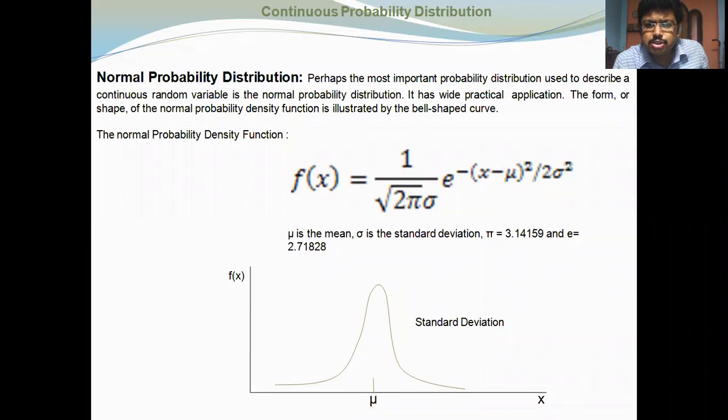Normal probability distribution. Perhaps the most important probability distribution used to describe a continuous random variable is the normal probability distribution. It has a wide practical application, such as the height and weights of people, IQ score, amount of rainfalls, and so on.